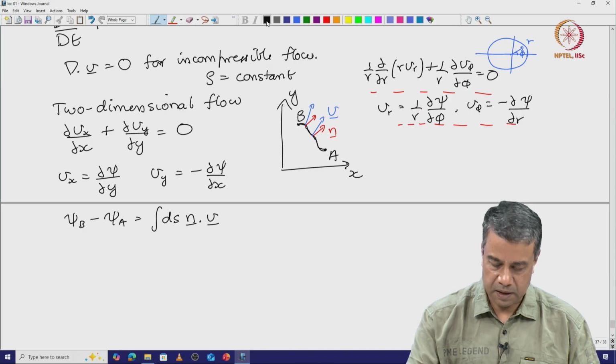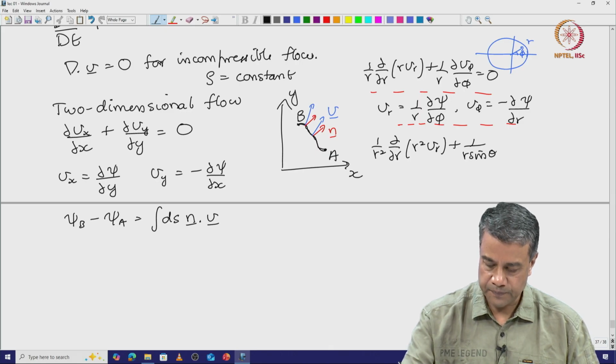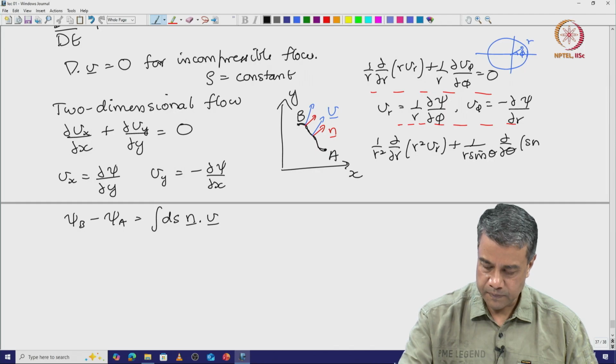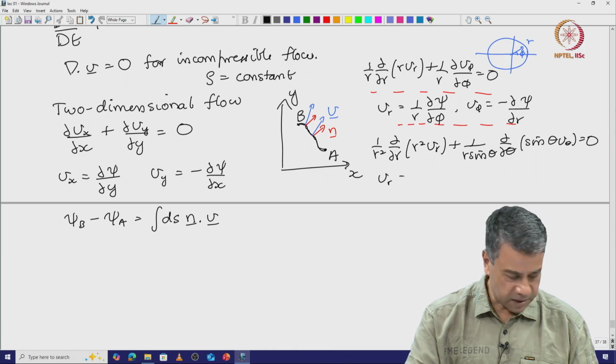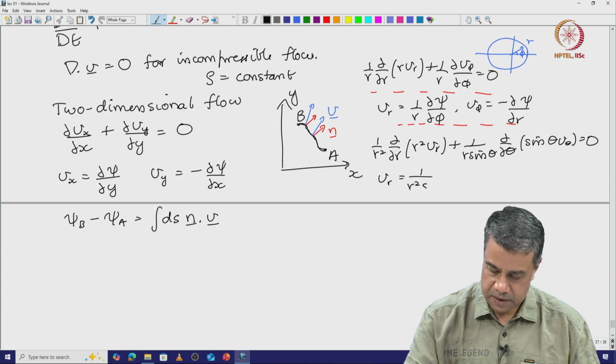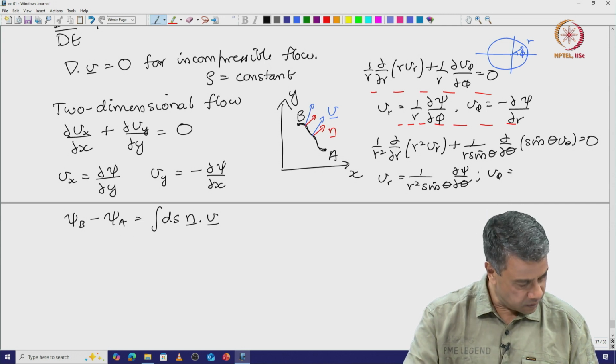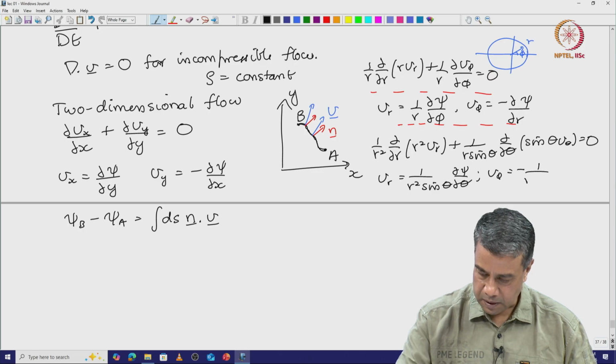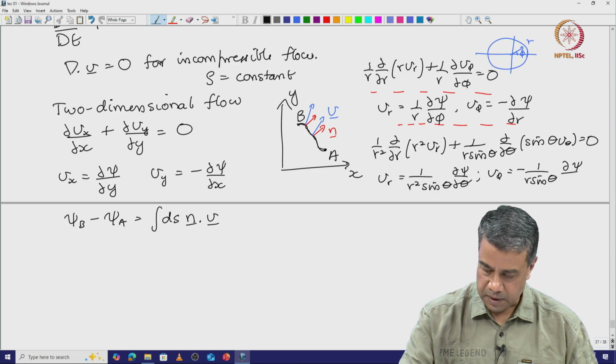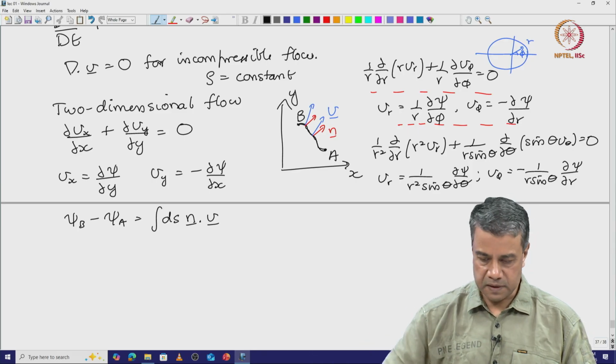Okay. And similarly, in a spherical coordinate system that is axisymmetric, that is, there is no variation in the phi direction, the equation becomes 1 by r square d by dr of r square v r plus 1 by r sin theta, and so on, is equal to 0, and the velocity components can be written as v r equal to 1 by r square sin theta partial psi by partial theta, and v theta is equal to minus 1 by r sin theta partial psi by partial r. Okay. So, those are the expressions for the stream function.